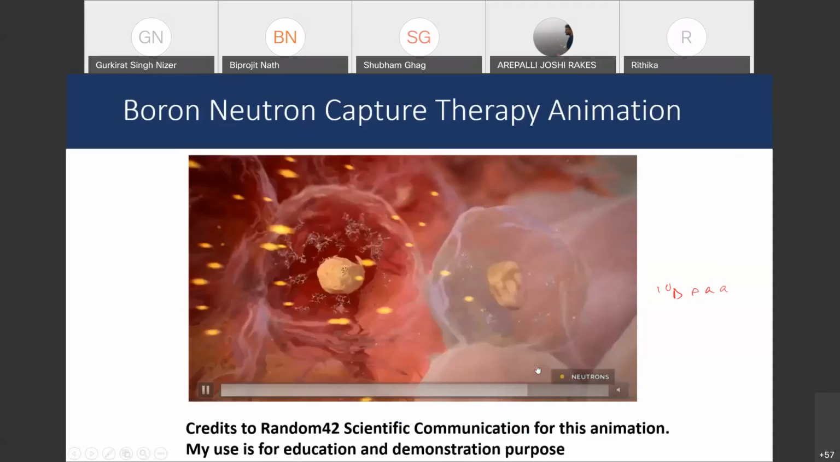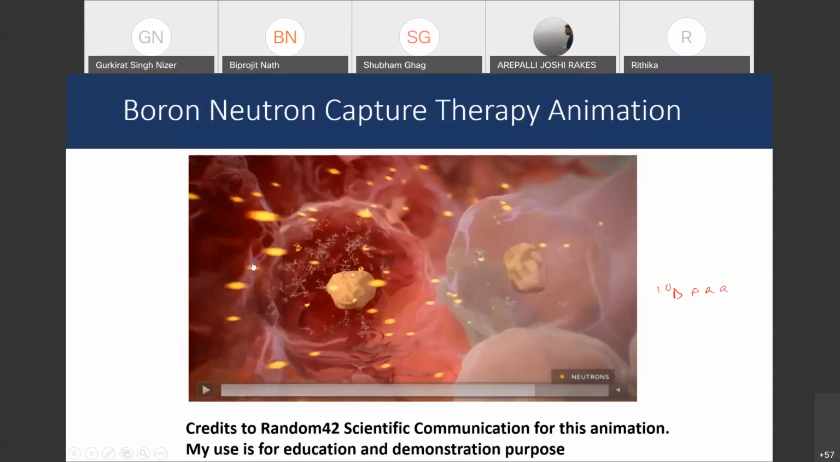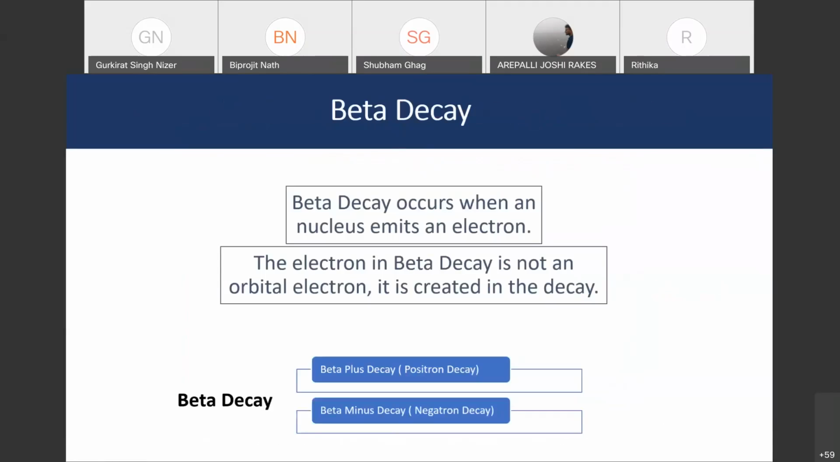And hence we can see how beautifully this therapy works. We are irradiating this cell, and the probability of these interactions is higher in this cell because it has a higher number of boron 10, but this normal cell has a very poor number of boron 10, so the probability of interaction is very low or negligible in the normal cell. So we are giving a localized, very precise therapy to the cancerous cell, leading to an effective therapy response. That's an example of alpha particles in medical sciences. That's boron neutron capture therapy.